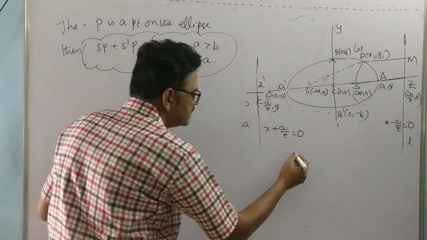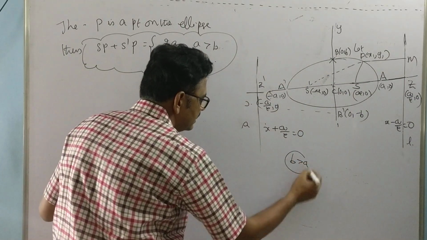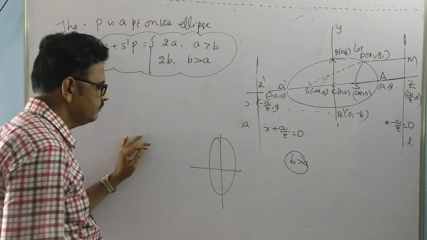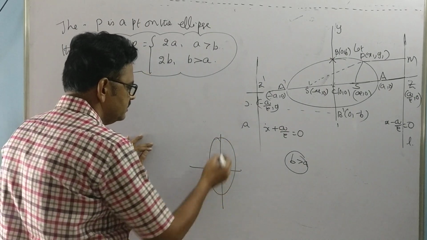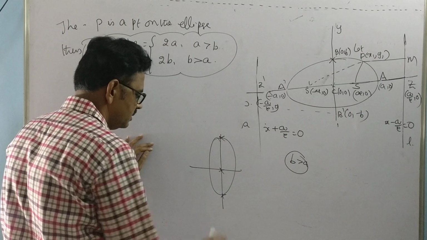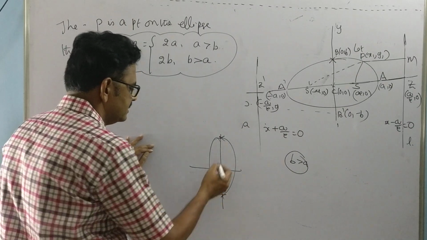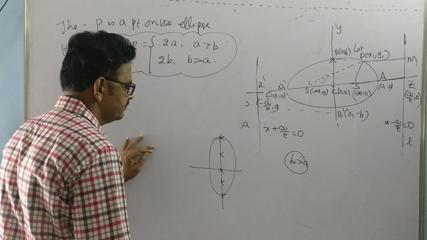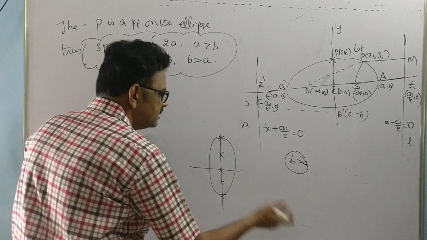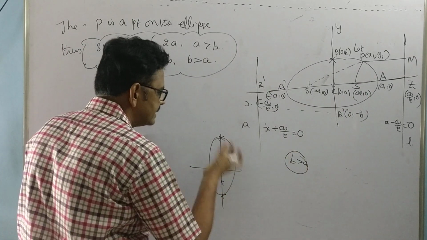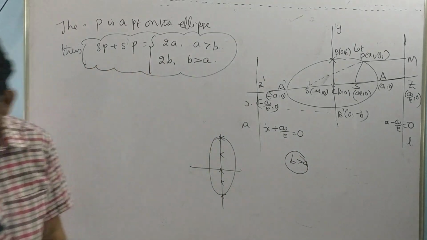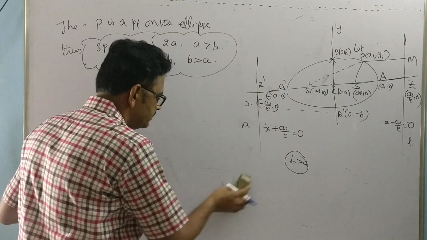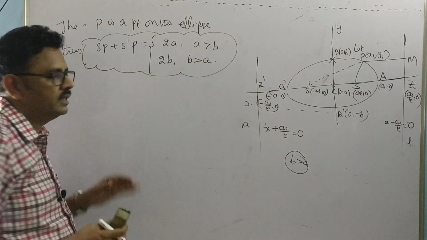Length of major axis. SP plus S dash P equal to 2A if A greater than B. Suppose B is greater than A, of course the ellipse is like this form. Center 0, 0, 0, B and 0, minus B are vertices. 0, BE and 0, minus BE are foci. So this is the case. Different forms of ellipse you can discuss, but in general, first of all, treat the general ellipse as A greater than B.